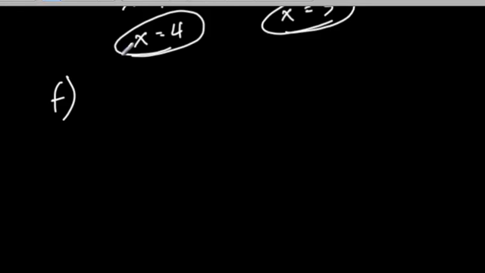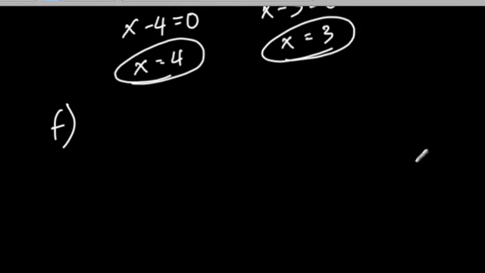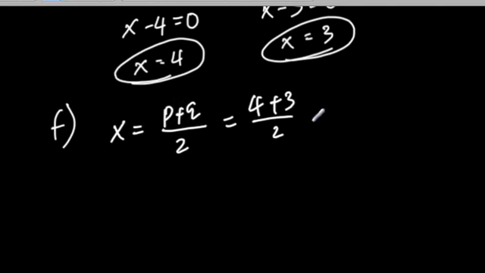Let's do F, where we have to find the vertex. So remember, the x-coordinate of the vertex is equal to p plus q, it's halfway between the x-intercepts. So it's p plus q divided by 2. So it's 4 plus 3 divided by 2, which is equal to 3.5. So we have the x-coordinate of the vertex.